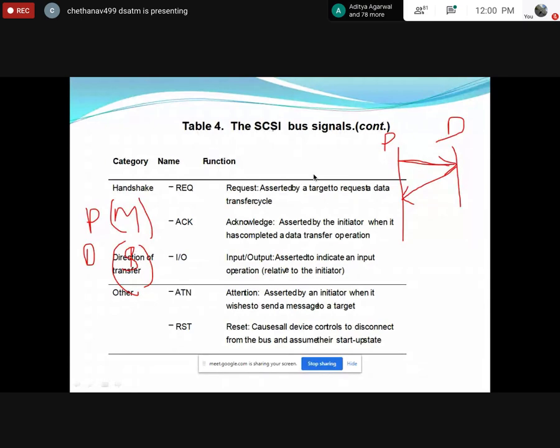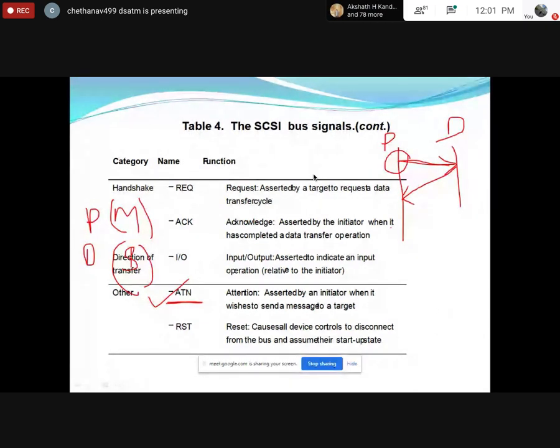Then we have attention. Attention means that as soon as the processor requests some data from the disk, an attention signal will be enabled. That means the disk should be attentive, because somebody is requesting your service. That's what attention is.